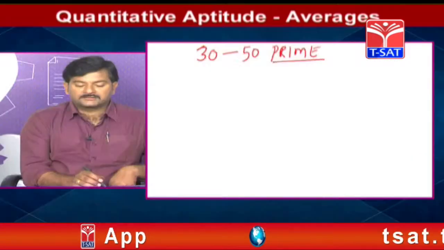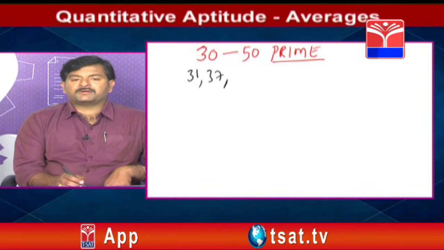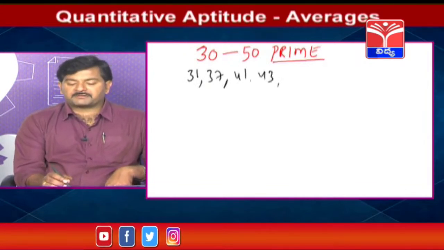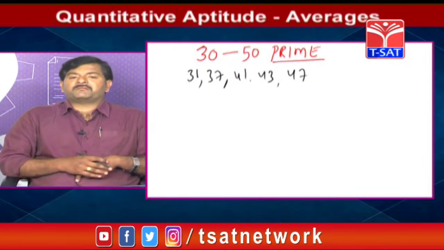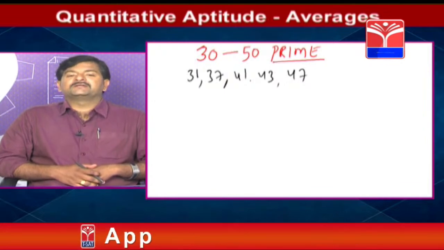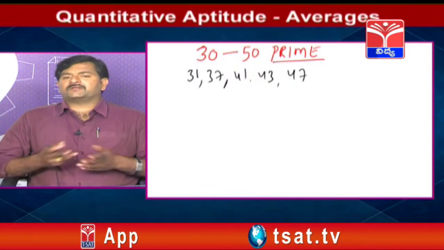Just focus on that. 31, is it a prime number? Yes. 37? Yes. 41? Yes. 43? Yes. 47? Yes. So these are the 5 prime numbers between 30 and 50, or you can say from 30 to 50, anyhow both are the same.